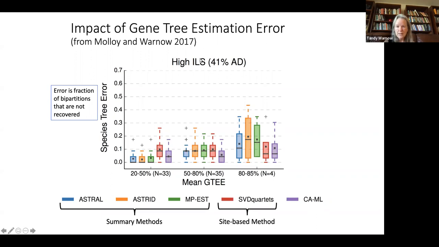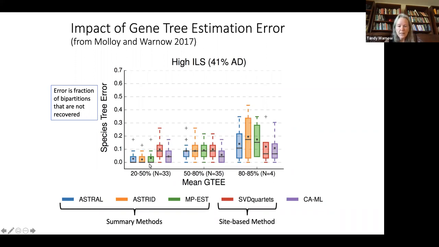Okay, so up here it says high incomplete lineage sorting. That means that on average, the gene trees differ from the species tree in 41% of their edges. I've binned these data sets into three sets, depending upon how much error there is in the gene trees, because you remember these are estimated gene trees. 20 to 50% error means that 20 to 50% on average of their edges are wrong, then 50 to 80, and then 80 to 85. N tells you how many data sets are in each bin.